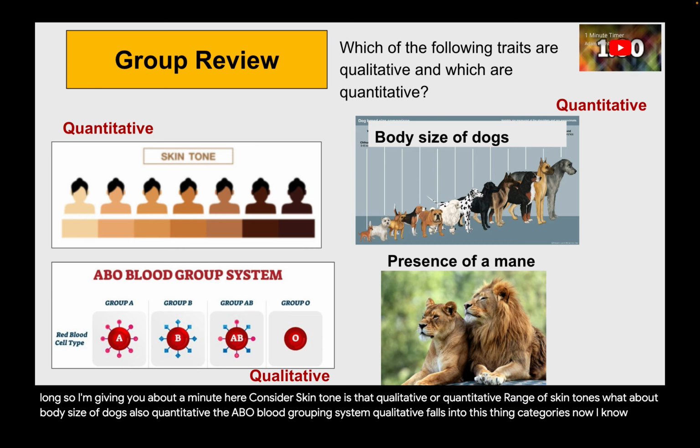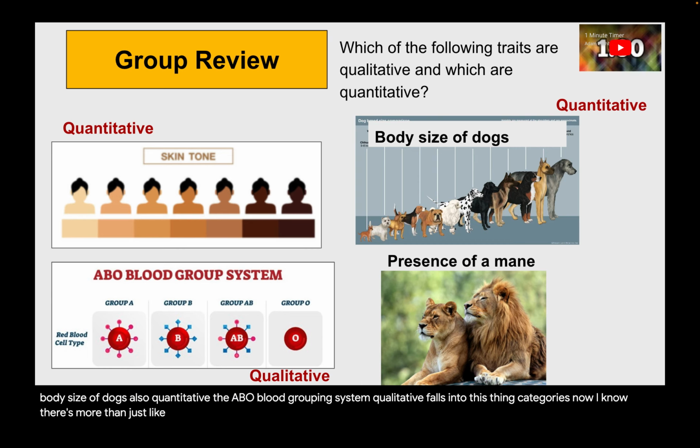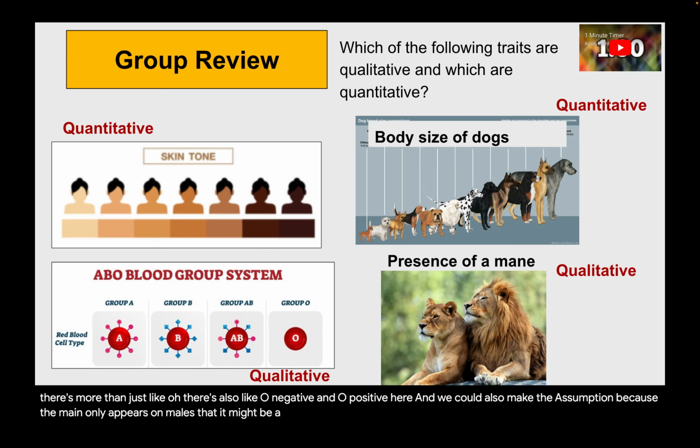Now I know there's more than just like O. There's also like O negative and O positive. I just kept it simple here. What about presence of a mane? Qualitative. And we could also make the assumption, because a mane only appears on males, that it might be a Y-linked trait, right? All right.